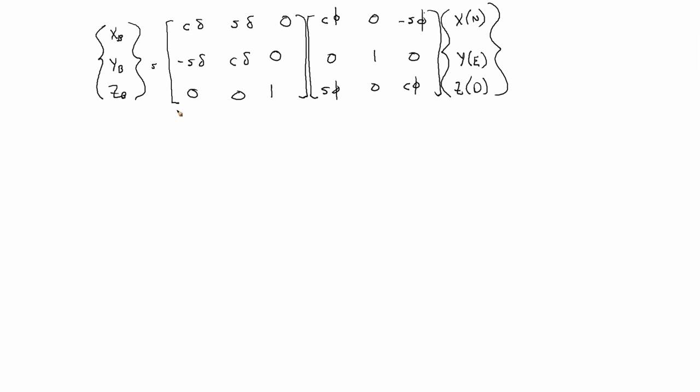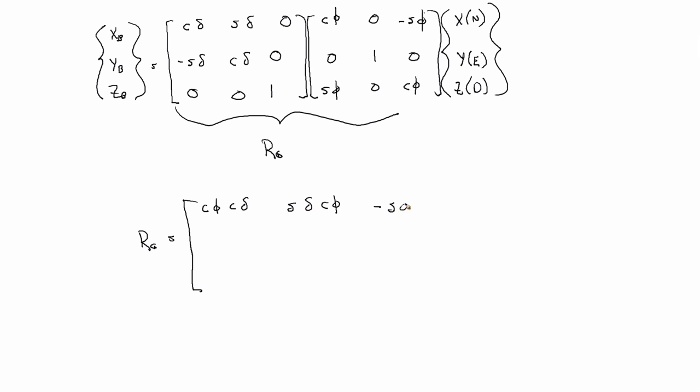So that's a transformation. If we multiply this out, then we're going to call this RG, right? So RG, if we multiply it out, is that.